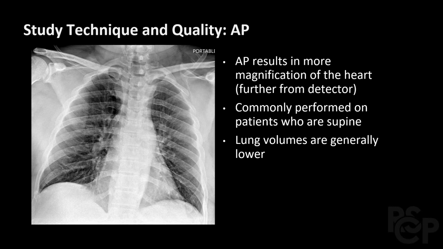Keep in mind how the X-ray tube is placed closer to the heart and the heart further from the detector, which results in an exaggeration of the heart size. However, this technique has its uses. It can be performed on patients who are supine. As a result, lung volumes are generally lower.